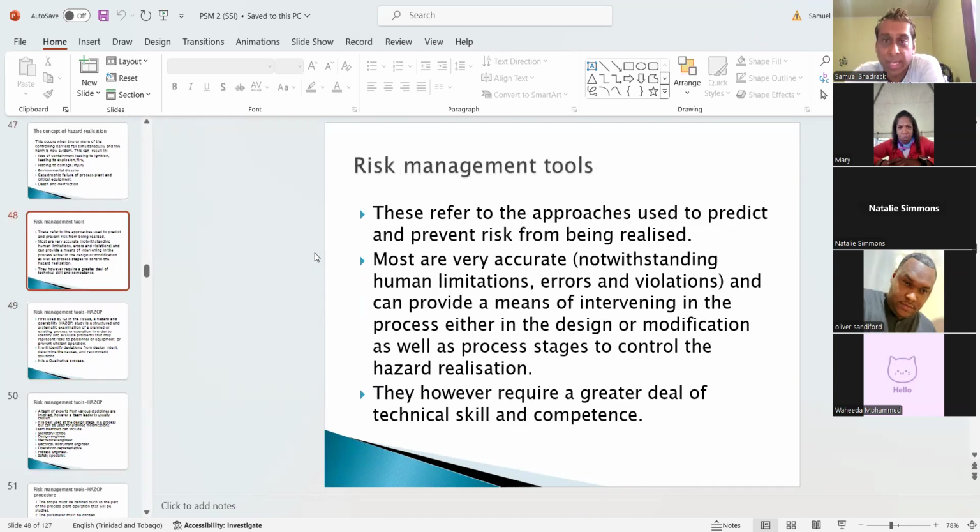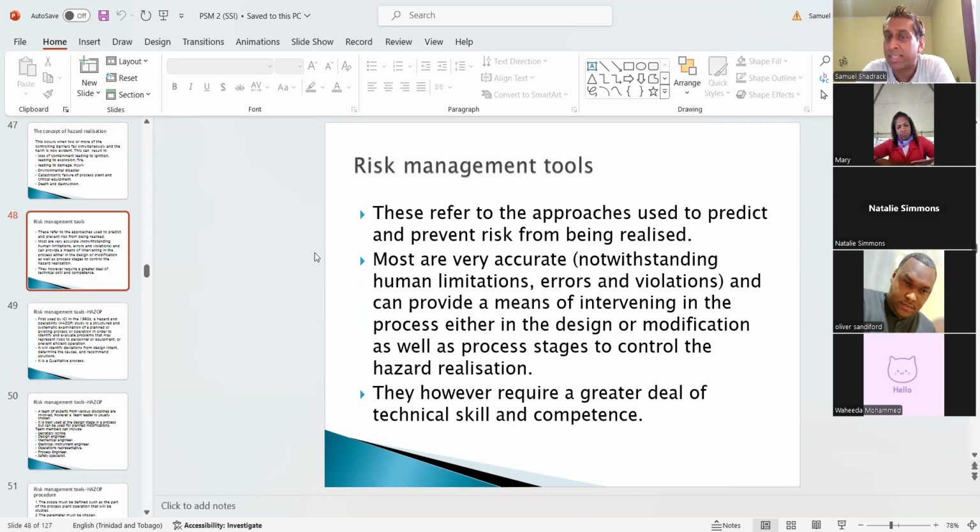So risk management too, we're getting into some of the bigger ones. These refer to the approaches used to predict and prevent risk from being realized. Most are very accurate, notwithstanding human limitations. Errors and violations are made by people. A violation is not made by a piece of equipment, unless it is a computer program, right? But errors and violations are made by people, right?